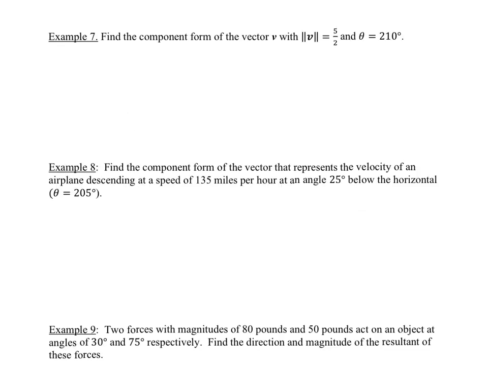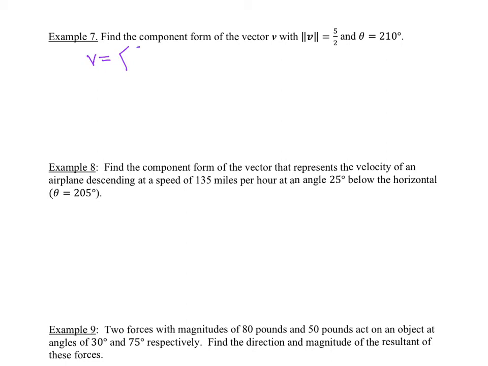Okay, so for example 7, I'm going to try to find the component form of vector v with a magnitude of 5/2 and a direction angle of 210 degrees. And remember, if I want to find component form, I could use the i or the j. I prefer these brackets because it's easier.